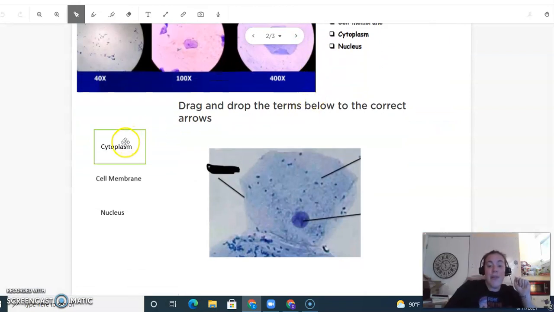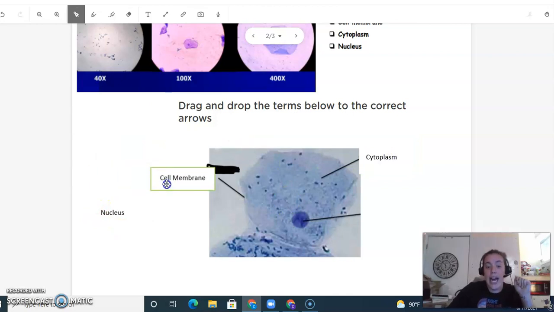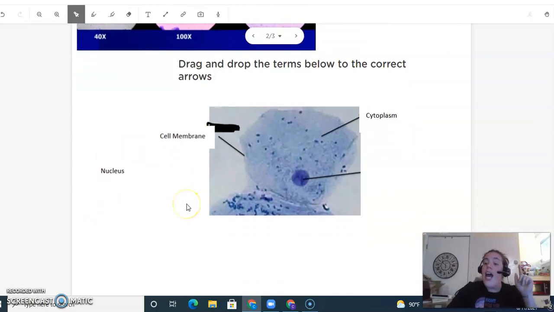All right, again, cytoplasm is the jello inside. The cell membrane is that outside bouncer. It's the vibe check. And we remember from our prokaryote versus eukaryote lesson that the nucleus holds the DNA. So it's got to be that dark spot in the middle. So that's my drag and drop for here. Super easy. And again, remember this is a human cheek cell.